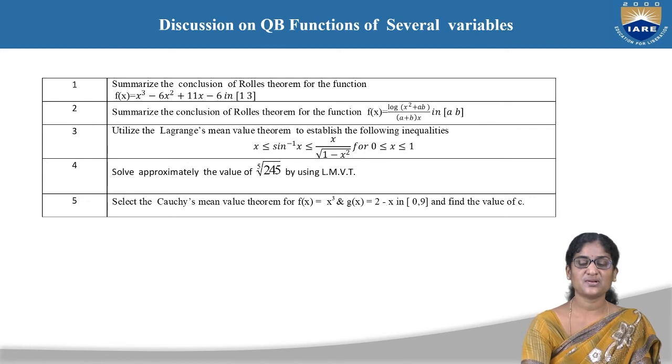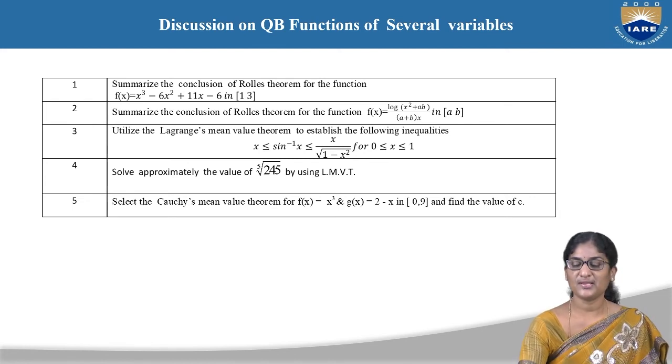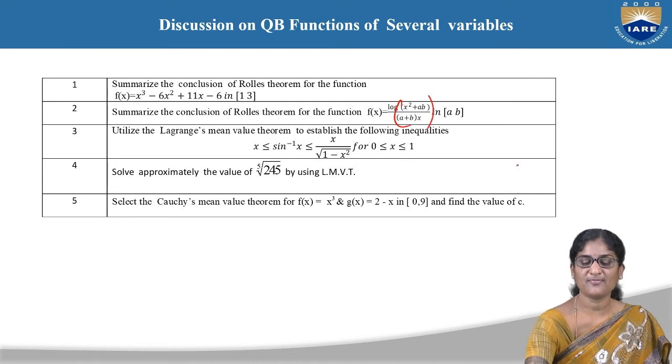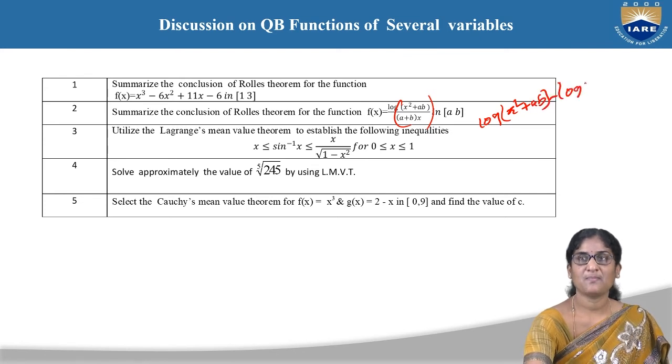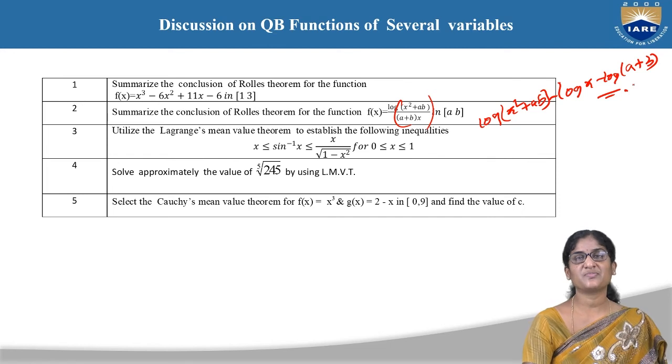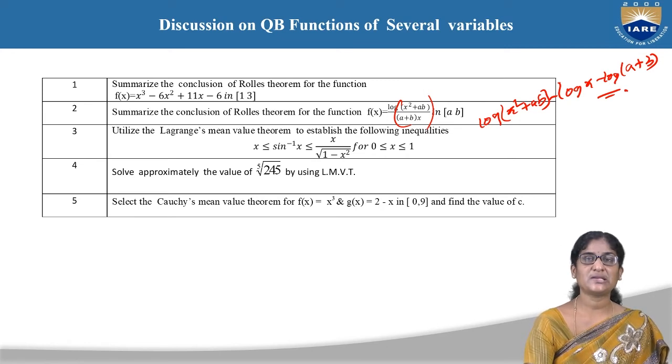Next, summarize the conclusion of the Rolle's mean value. That we have just done already: log of x square plus ab by a plus b into x. I said to write this in the form of log of x square plus ab minus log of x minus log of a plus b. If you write this given function in this form, then the derivation becomes very easy. Otherwise, the rational function internal differentiation becomes very tough, and it becomes complicated for the student to calculate the c value and show that it lies between a and b.